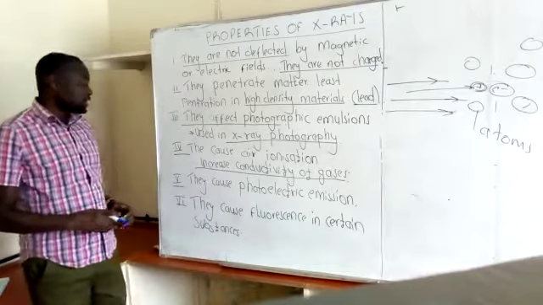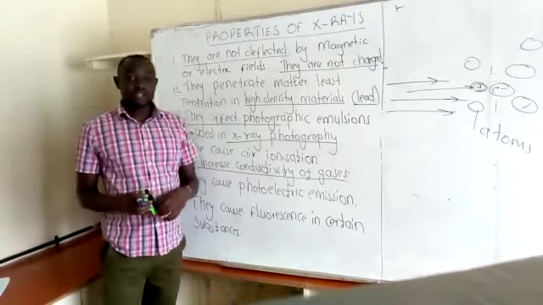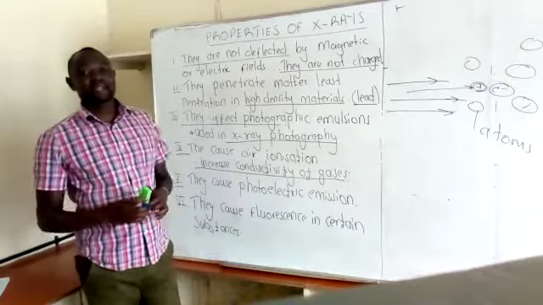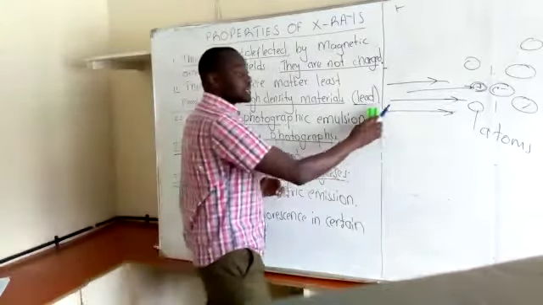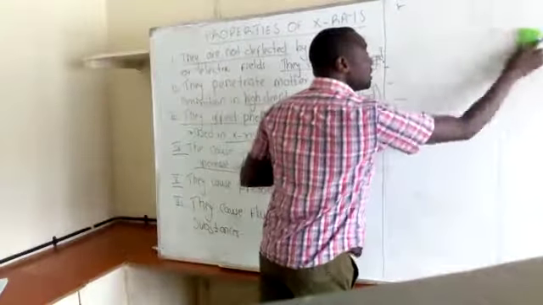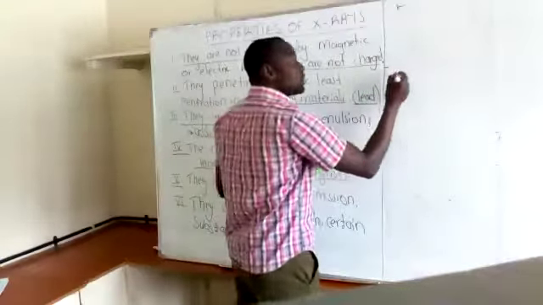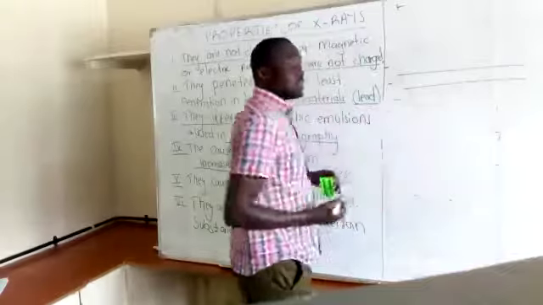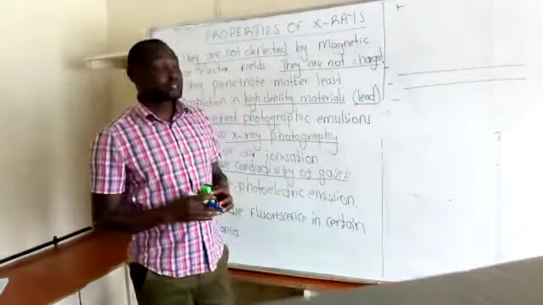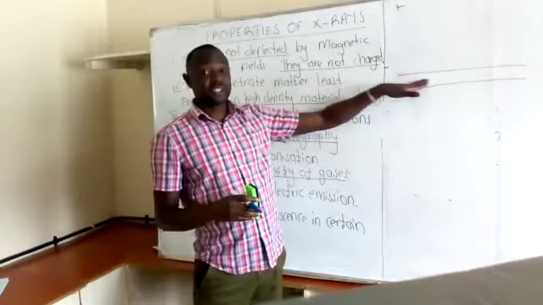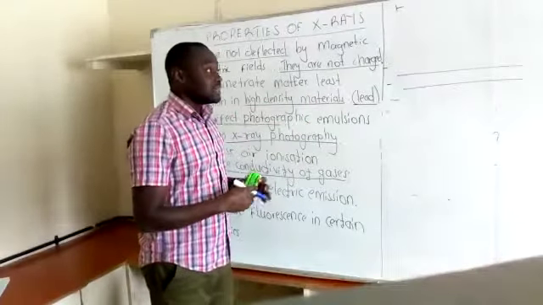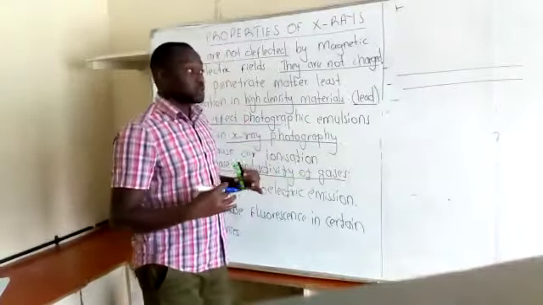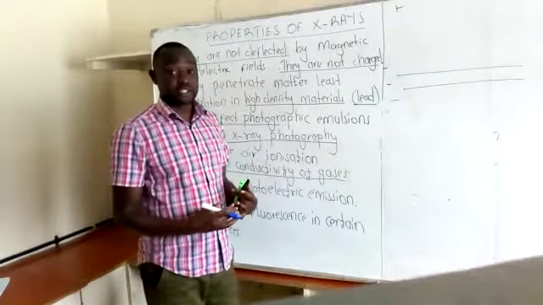Property number 5: X-rays cause photoelectric emission. In our last topic, where we were looking at cathode rays, we found that when we heat a metal, we can eject electrons from a metal surface using the heat energy. Again, these X-rays do carry energy, what we call the radiation energy.